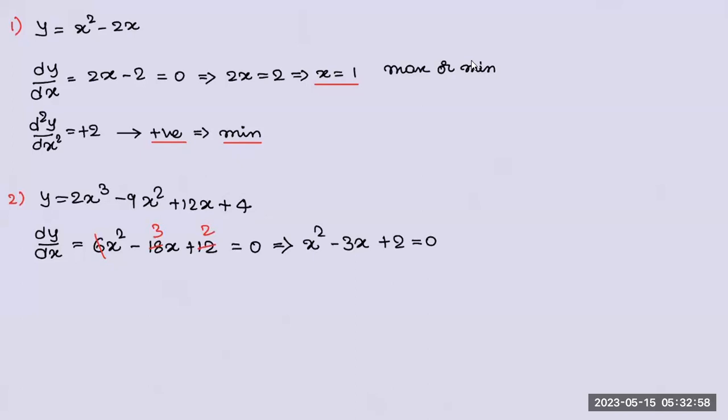Anyone can tell me the roots? 2 and 1, right? That implies x is equal to 2 or 1. So what the equation says is that there are 2 points where we have maxima or minima. Think about it: a function must be a smooth curve. It can have 2 maximas possible, but try to understand, when you go for 2 maximas, there will be 1 minima.